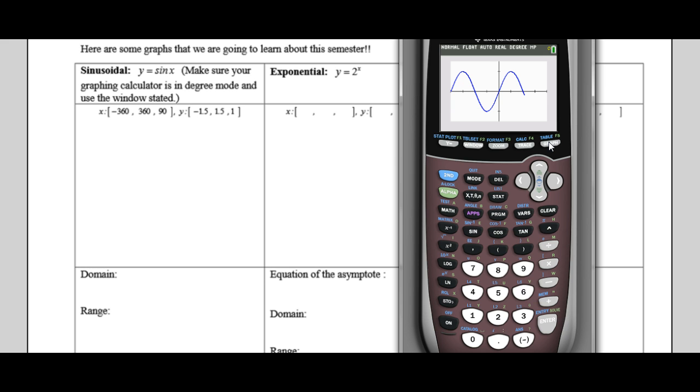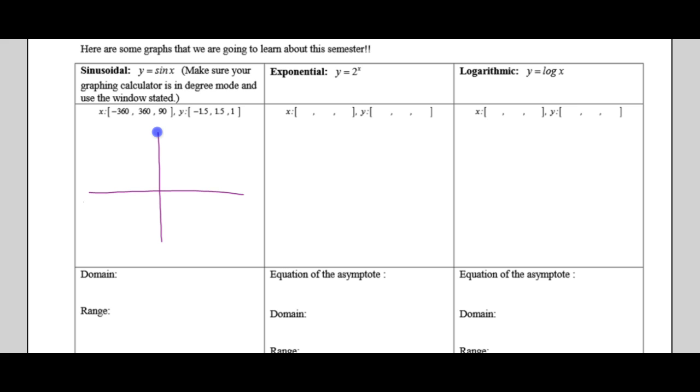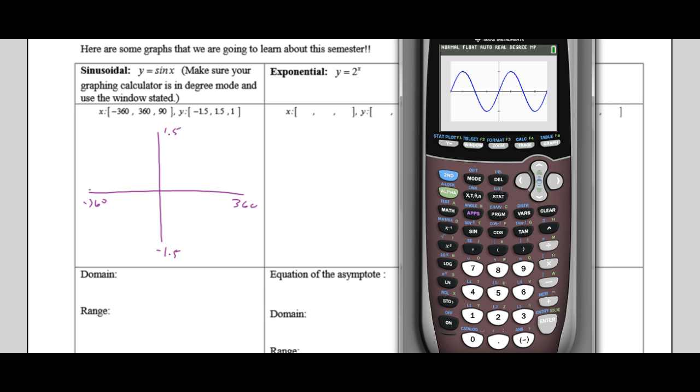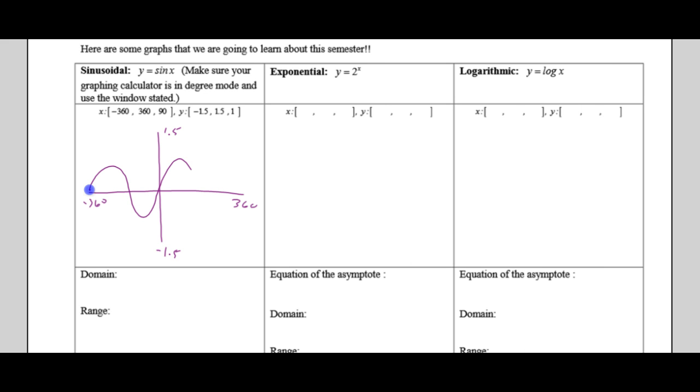Okay, that is the sinusoidal function. You will come to know this function fairly well. Not until, I don't know, sometime in April. What does that look like? Yeah, good enough. It's a wave, right? It's called a sine wave.